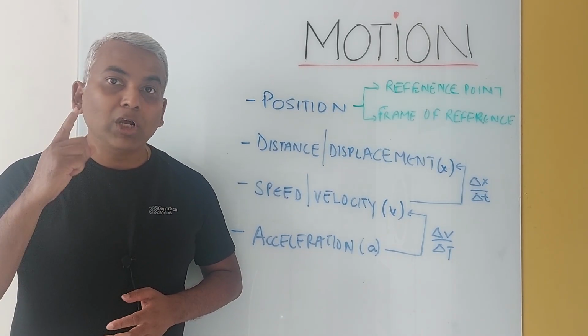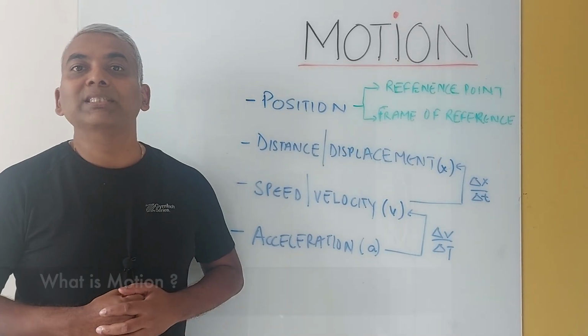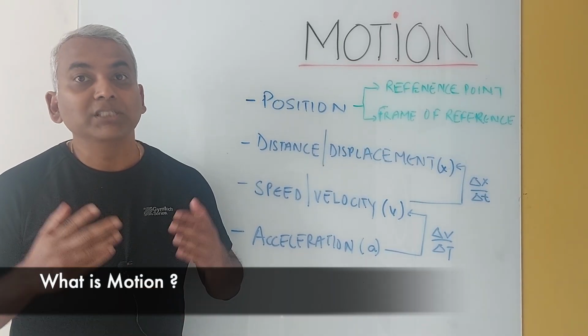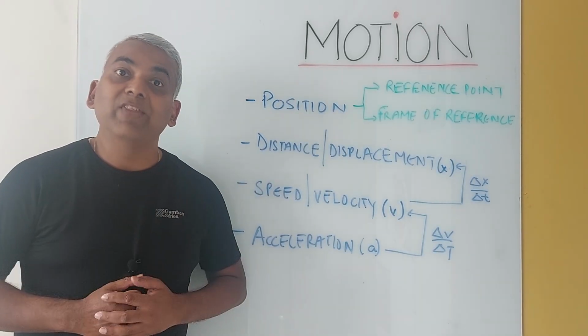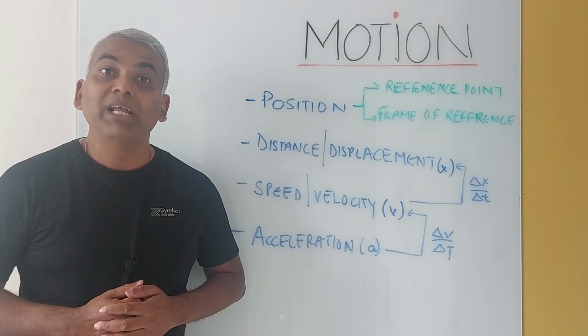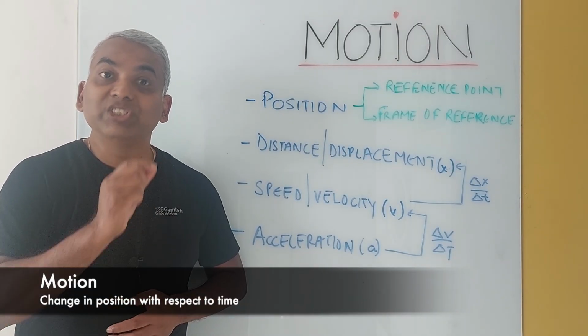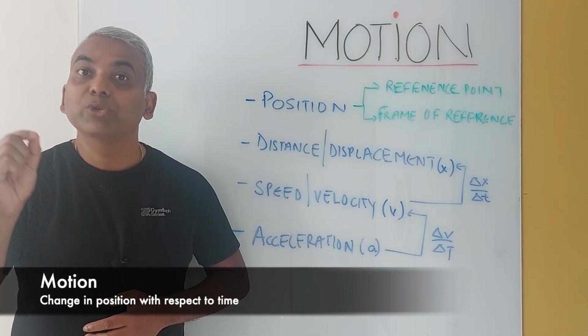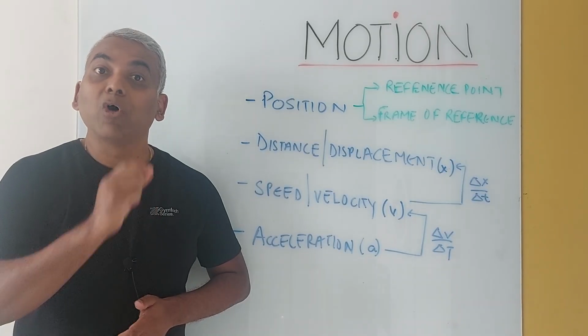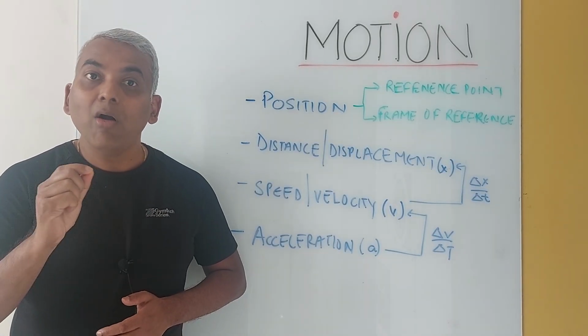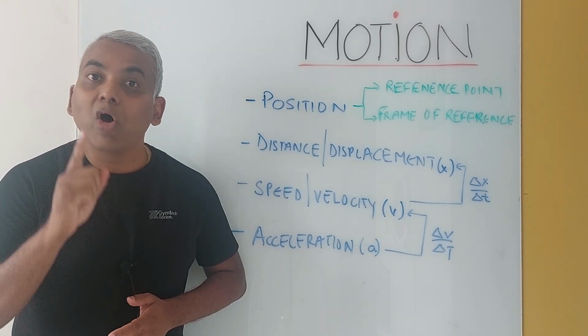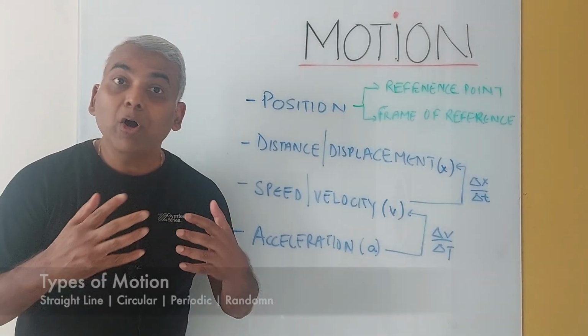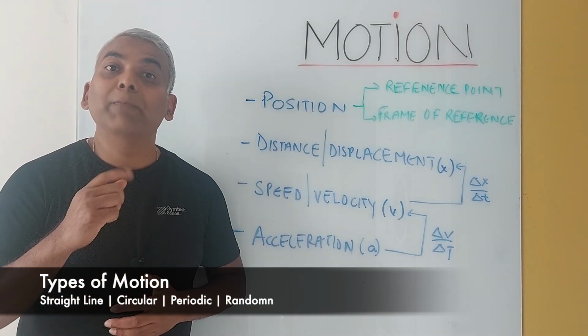Today, we will talk about one of the most fundamental topics in physics, motion, which is the foundation of classical mechanics. When we say that the object is in motion, we intuitively mean that the object is changing its position with respect to time. In other words, the object is moving or the object is not at rest. When the object moves, it can follow multiple paths.